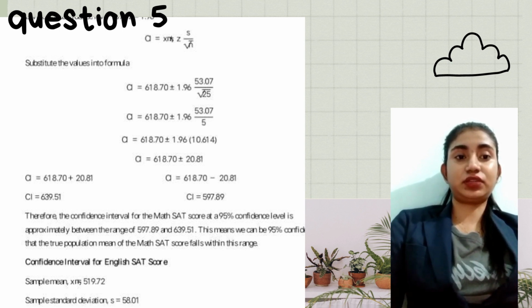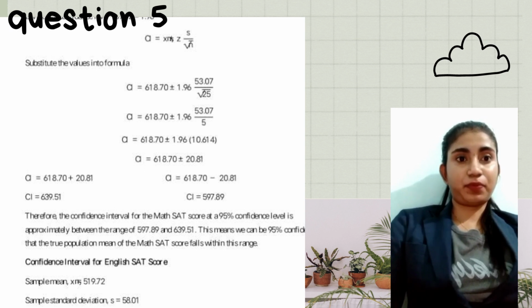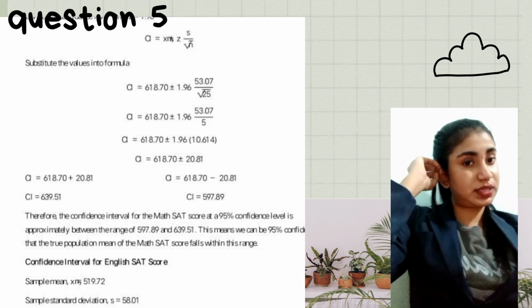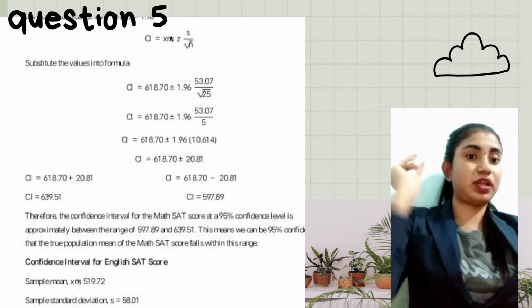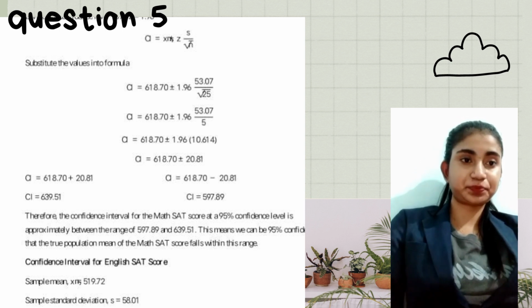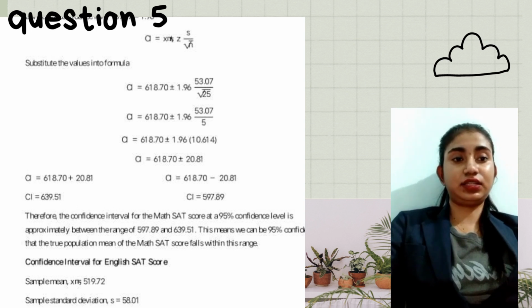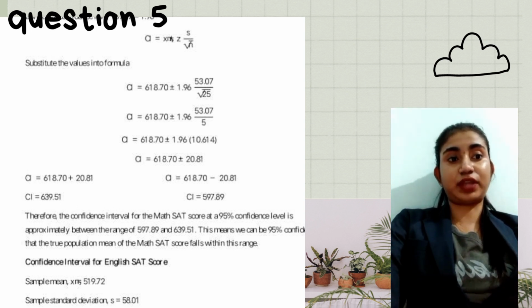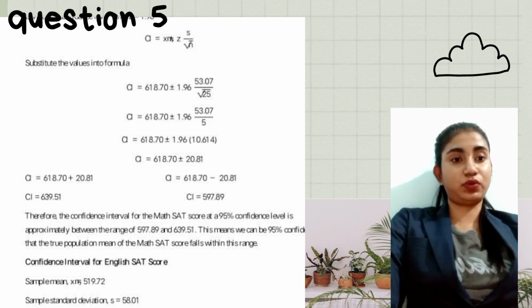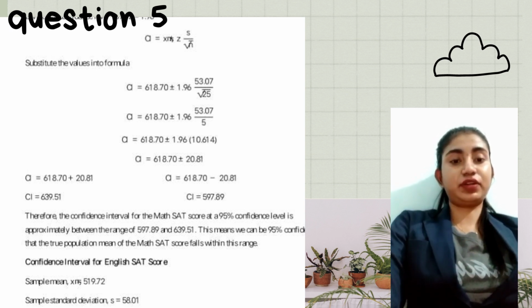Next, for the confidence interval for the English, sample mean is 519.72, sample standard deviation is 58.01. Meanwhile, the sample size is as usual 25, and the Z value at the confidence level 95% is 1.96. To substitute the values into the formula, 519.72 plus minus 1.96, 58 over square root of 25. For the plus, we will get 542.46. For the minus, we will get 496.98.